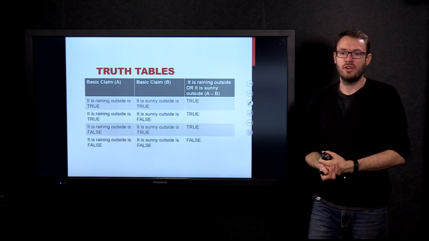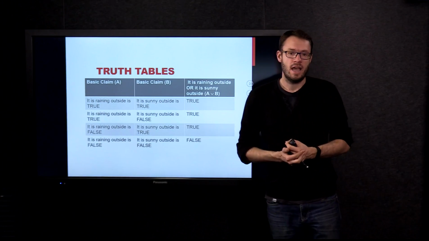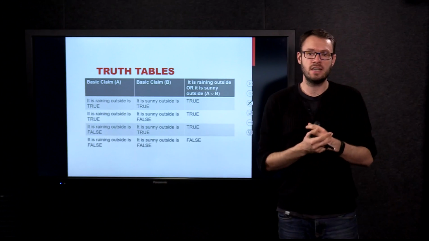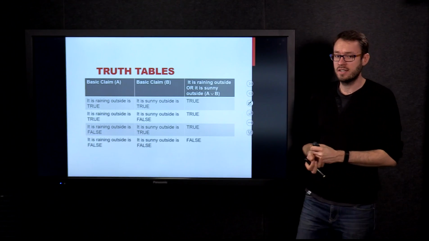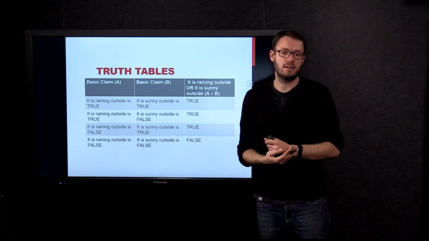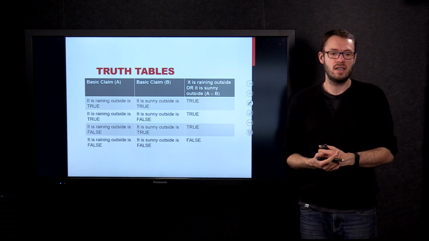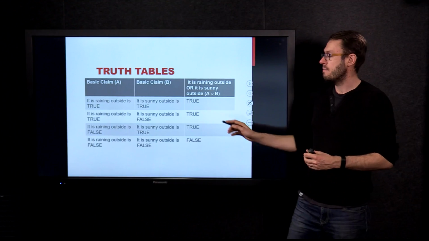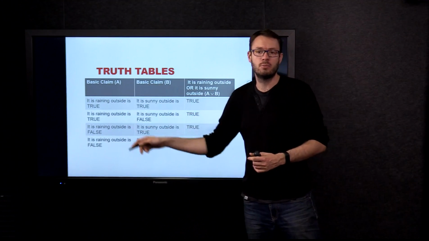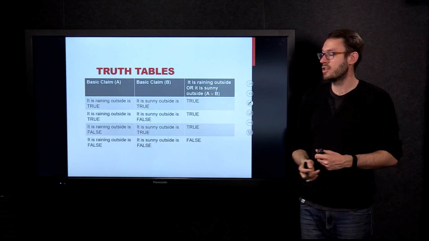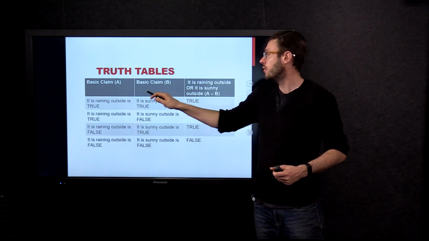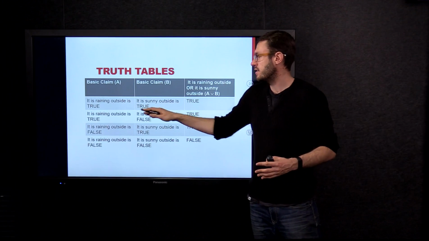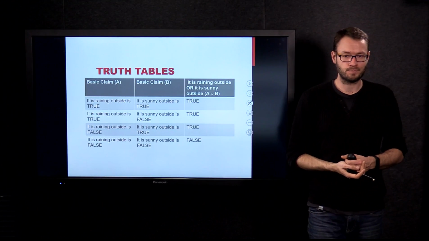Okay, so what we're going to do is feed in our information, and again we're feeding in the possibility space for the basic propositions that we've got. On the left here we've got the basic proposition, it is raining outside, and on the right here we've got the basic proposition, it is sunny outside, and then in the matrix we've got all of the possible combinations for these two propositions. So we've got it is raining outside is true, it is sunny outside is true, and so on for each of the different options.